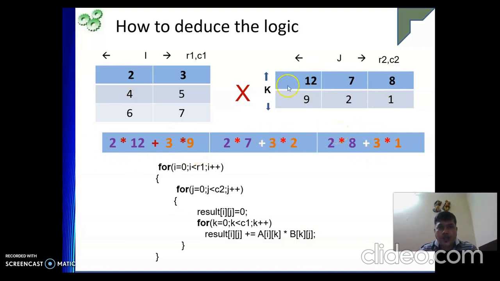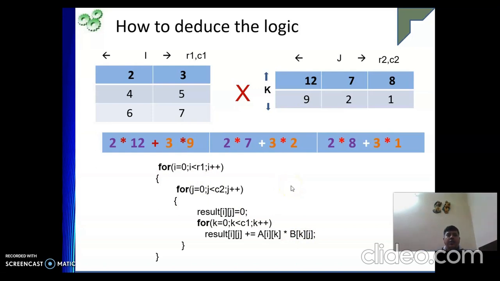Yes, so 2 into 12, 3 into 9, right? 2 is nothing but A of I 0, k 0, and 3 is nothing but A of I 0, k 1. Now 12 is nothing but what? B of k 0, j 0. And 9 is B of k 1, and j 0 itself. So that is how the logic works.